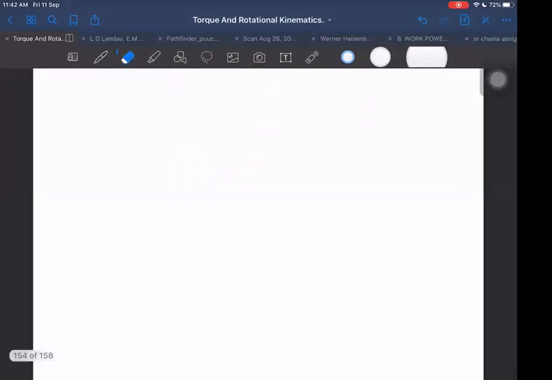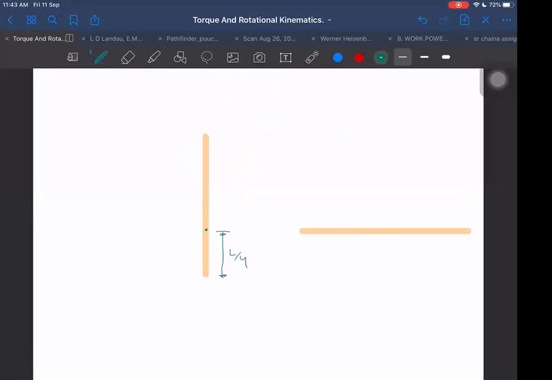Understood. So let us take this question now. If I have a rod, and this is the point at a distance L by 4, but after some time this becomes horizontal. When it becomes horizontal, at what distance will the center of mass be from here? L by 4. Mg acts at the center of mass, at a distance L by 4 from one end.